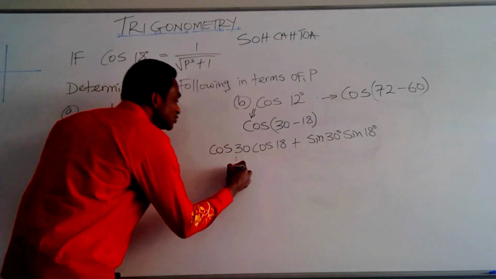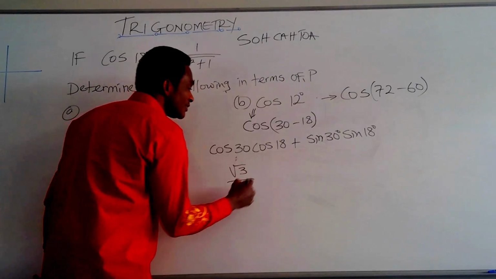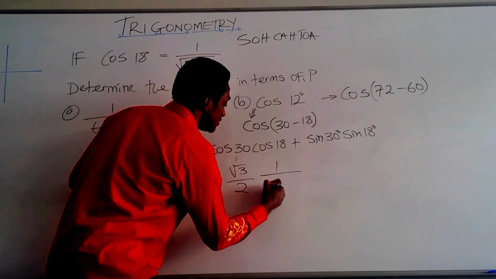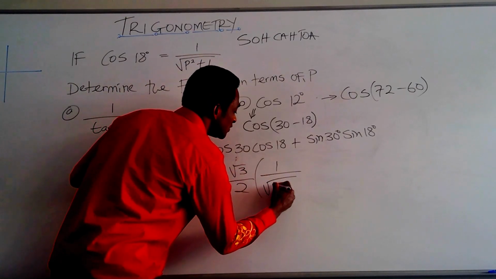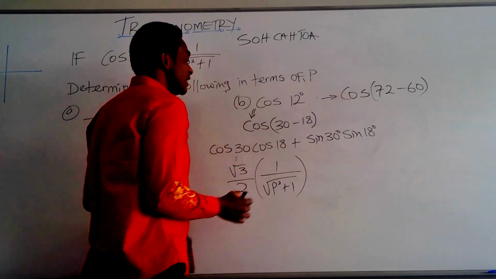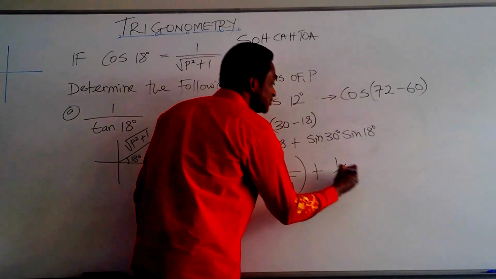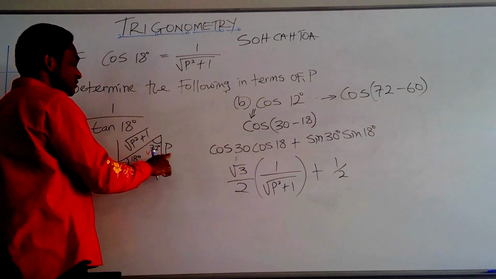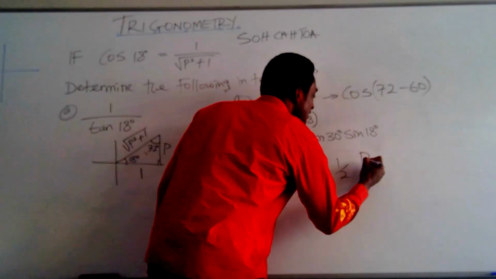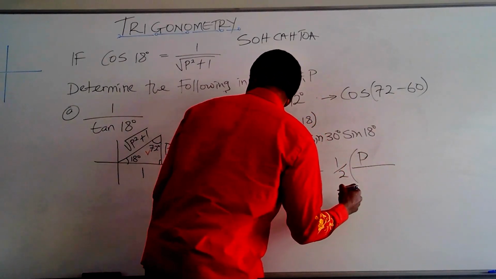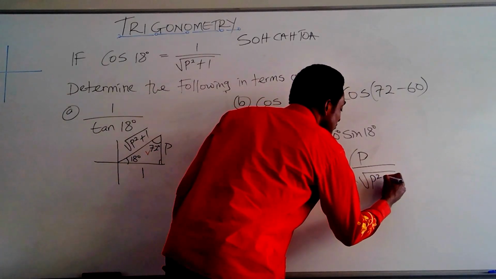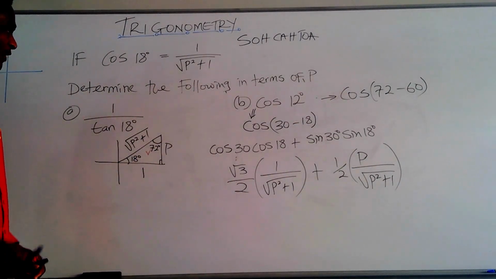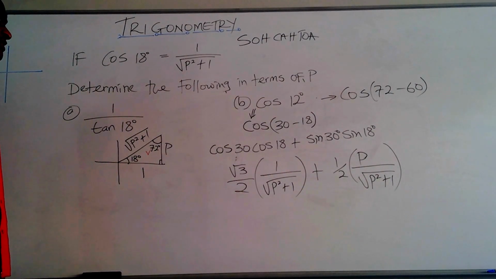Cos of 30 is root 3 over 2. Cos of 18, we have as 1 over root of p squared plus 1, and then plus sine of 30 is 1 over 2. Sine of 18, sine is opposite over hypotenuse. So we have p over root of p squared plus 1. So this gives us the equation that we need to simplify.